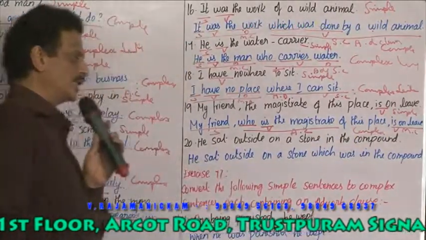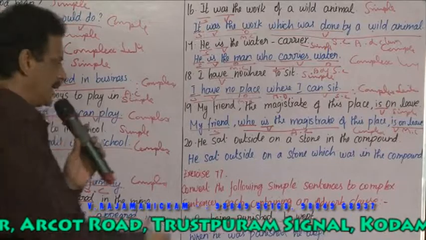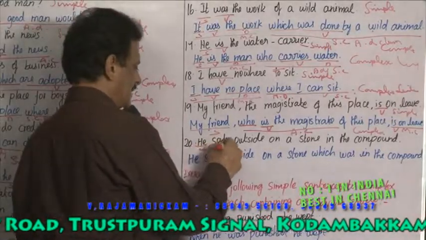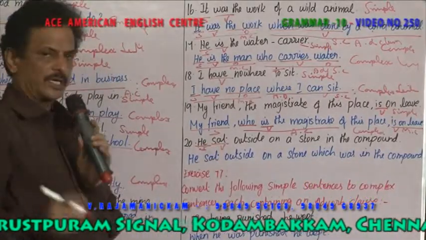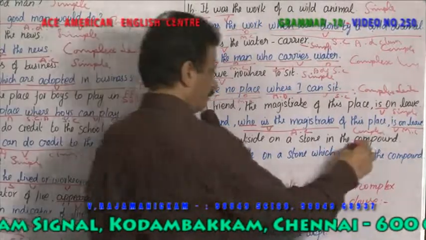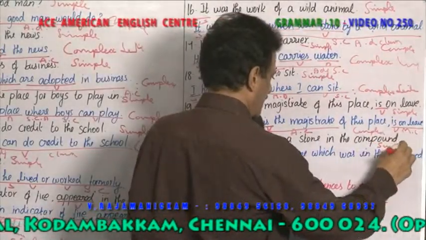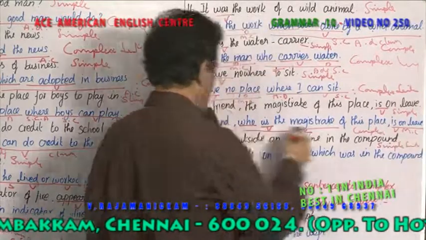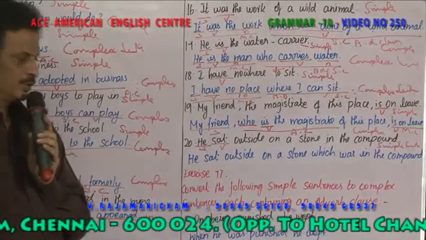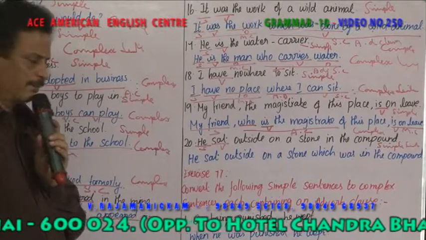He sat outside on a stone in the compound. He is the subject. Sat is a verb. Outside on a stone in the compound, only one verb is there, so it is a simple sentence. So how do you change this sentence into a complex sentence?